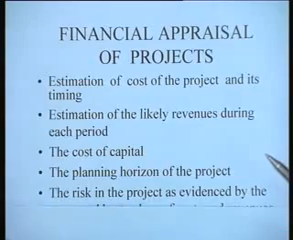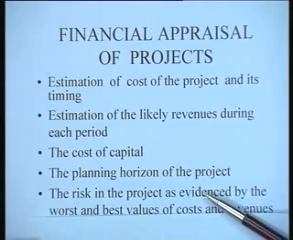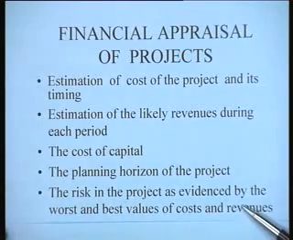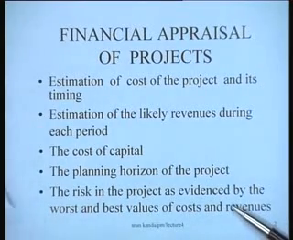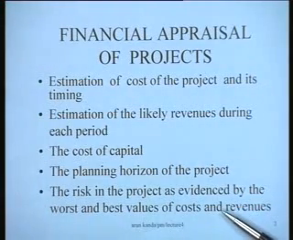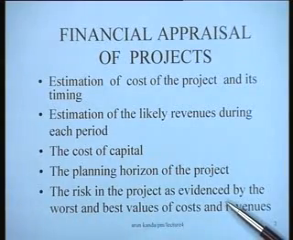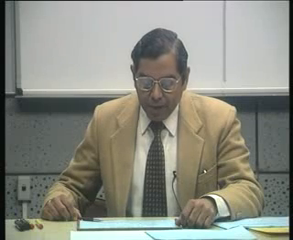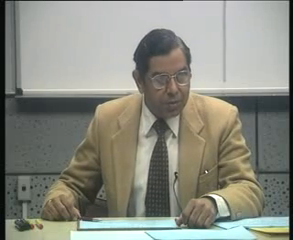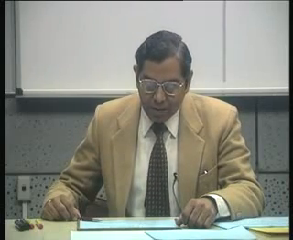What is the risk in the project as evidenced by typically the worst and the best values of cost and revenues? You see, the implication of risk is that you are not very sure of what the revenues are likely to be. So what is typically done is one would estimate the best and the worst values and probably associate some probabilities with them so that you can know exactly what is the risk involved in the project. So this is very, very important.